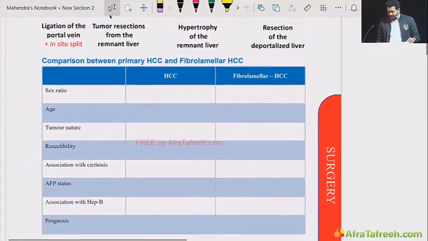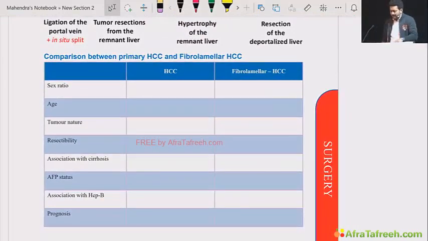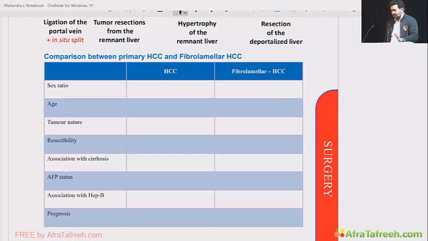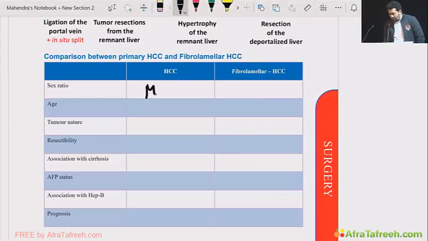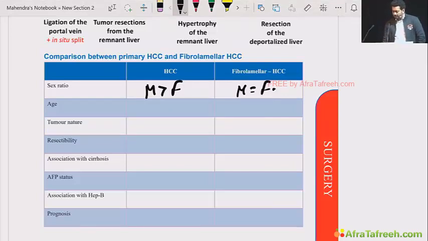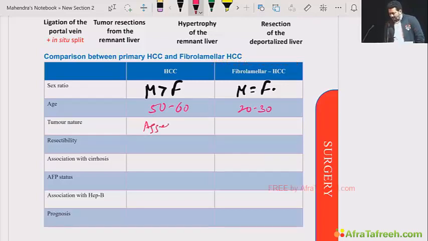So this is also an important question about the comparison between hepatocellular carcinoma and a variant of hepatocellular carcinoma, that is fibrolamellar carcinoma. Hepatocellular carcinoma is more common in males, 4 to 8 times, but in fibrolamellar the incidence is the same. Age: hepatocellular carcinoma you usually see in the 50 to 60 year age group, fibrolamellar 20 to 30, younger patients. Tumor nature: hepatocellular is more aggressive, and fibrolamellar is well circumscribed. Resectability is better in fibrolamellar.